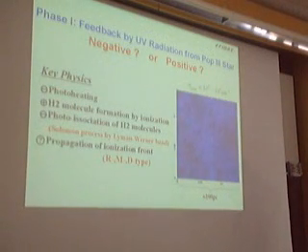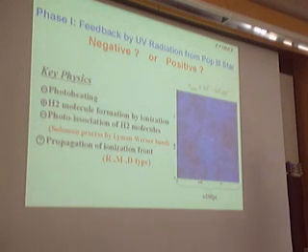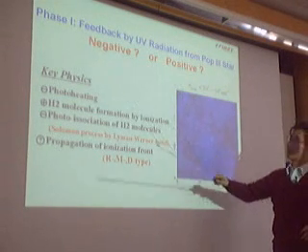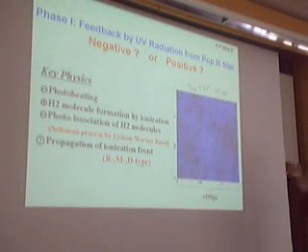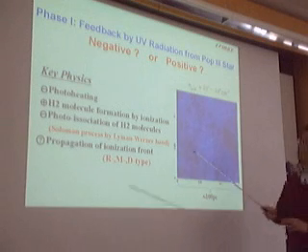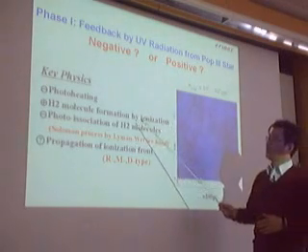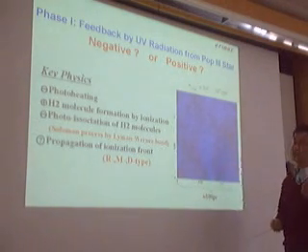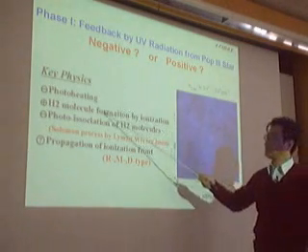So the problem is whether the feedback by the UV radiation from Pop III stars is negative or positive. There are several key physics. One is heating: the temperature is raised by the UV photons, and this can work negatively to form Pop III stars. On the other hand, the ionization can promote H2 molecule formation, so this can work positively to form Pop III stars.